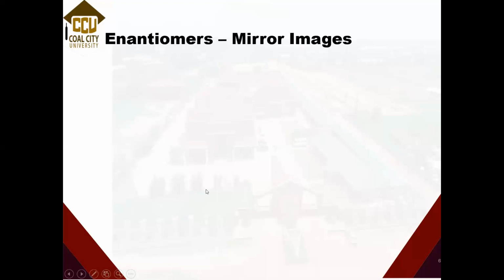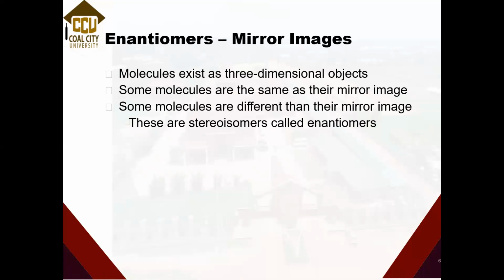Now, enantiomers, which we say are mirror images. Molecules exist as three-dimensional objects. Some molecules are the same as their mirror image, as we've said earlier. Some molecules are different from their mirror image. These are stereoisomers called enantiomers. So molecules that are non-superimposable mirror images of each other are called enantiomers. If you're asked to define enantiomers, enantiomers are molecules that are non-superimposable mirror images of each other.